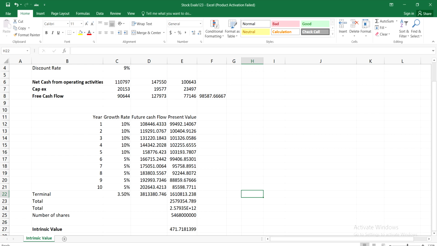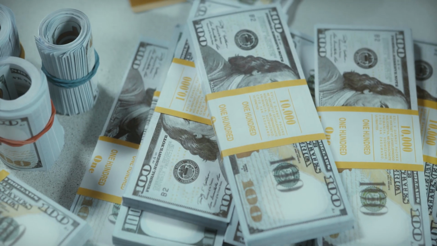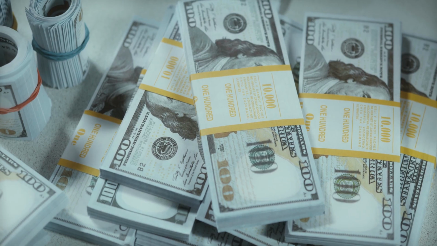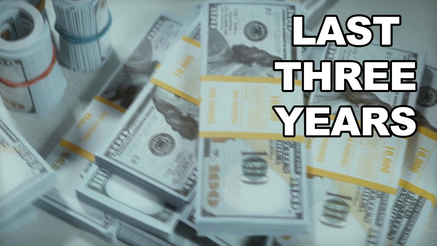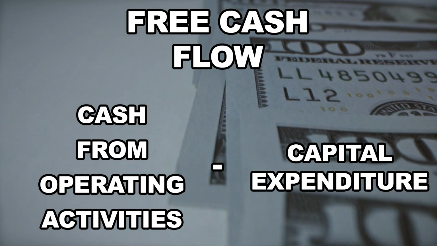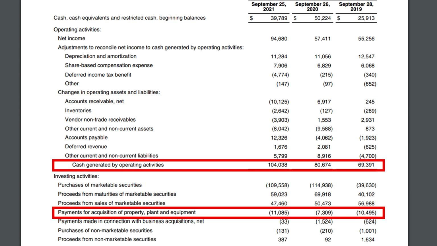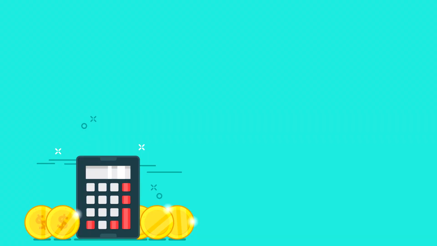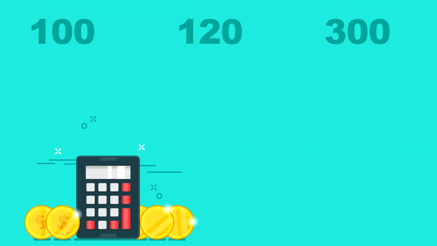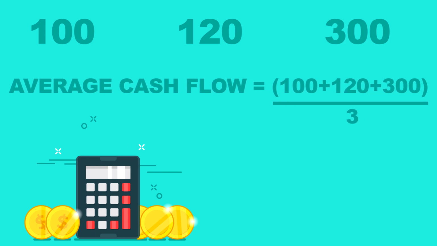So let's get started. Number 1. Find the cash flow for the past 3 years. To calculate the future cash flow of a company, first we need the free cash flow of the last 3 years. The formula for free cash flow is cash from operating activities minus capital expenditure, which includes payments for property, plant and equipment. You can easily find this data in the annual reports of a company. After getting the free cash flow of a company for the last 3 years, find the average of this value and this will be your average cash flow.